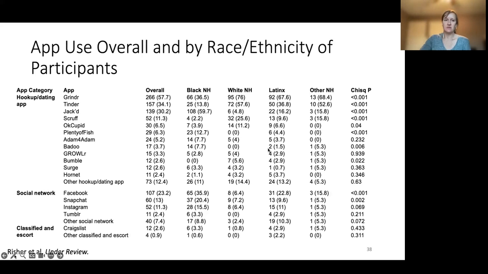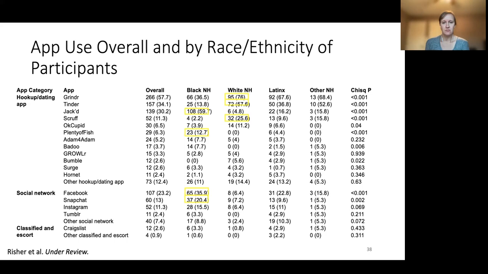Just some quick descriptives. There are clear differences in app use by race, ethnicity of participants. And those circles are not great, but basically you can see that white and Hispanic folks are much more likely to use Grindr, Tinder, and Scruff than other race ethnicities, particularly Black non-Hispanic folks. And Black non-Hispanic folks are much more likely to use Jack'd, Plenty of Fish, Facebook, and Snapchat than other race ethnicity folks.